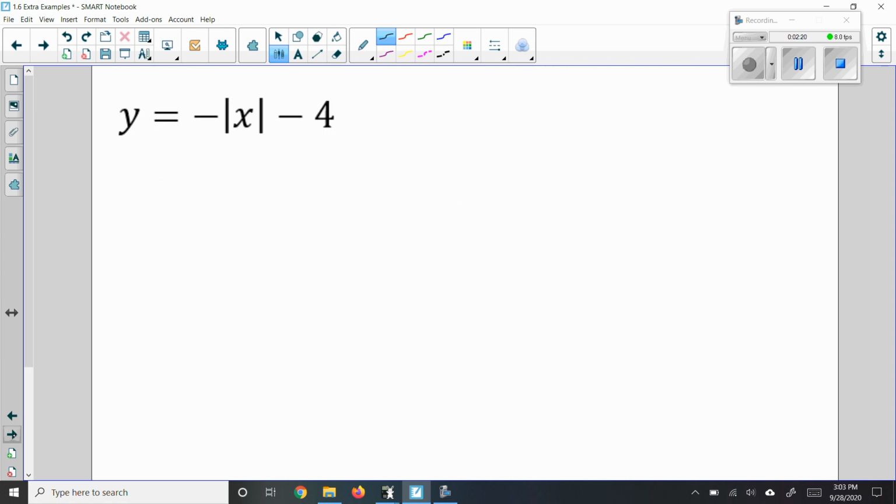Again, we have absolute value. So let's first list the transformations. This negative on the outside corresponds to a reflection over the x-axis. There's nothing on the inside, so there's no left or right. This -4 is on the outside. That means we've gone down 4.